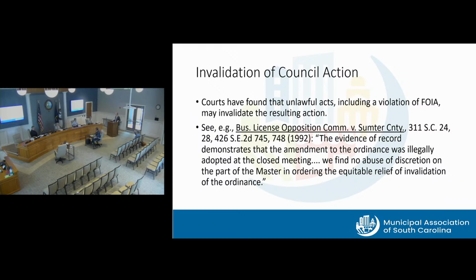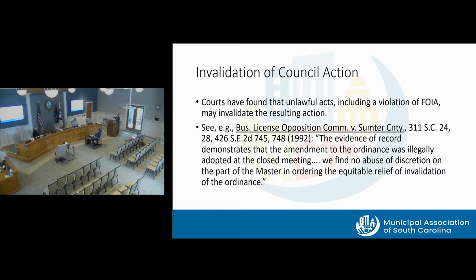So what this case stands for is that when the court is looking at an alleged violation of FOIA, whether it's having a meeting, we had the question earlier, what if you have an unnoticed meeting in violation of FOIA? The mild remedy would be the court would say, you did something wrong, don't do it again, pay attorney's fees. The draconian remedy, which they have the equitable power to do in ordering an injunction, is to say that actions that resulted from that unnoticed meeting are invalid.